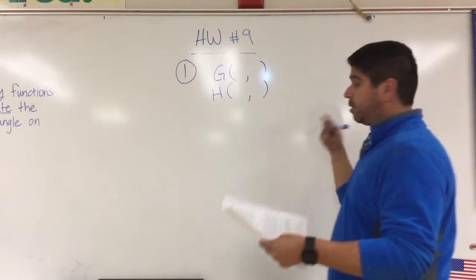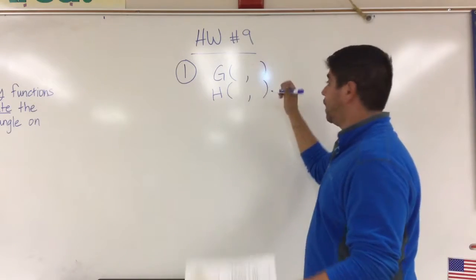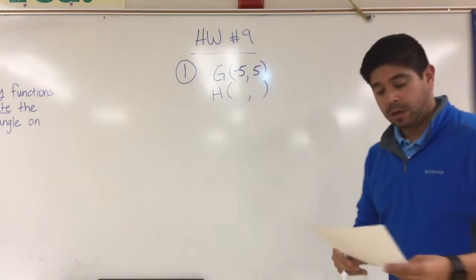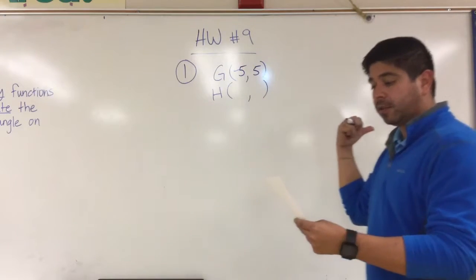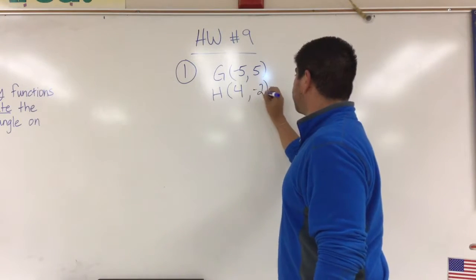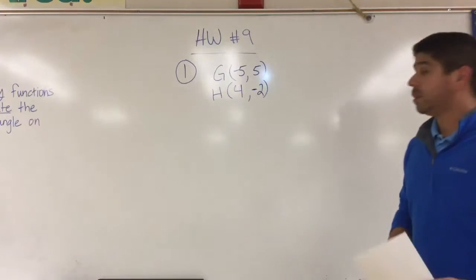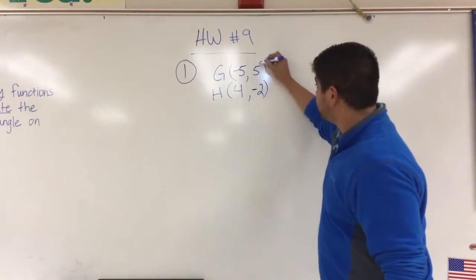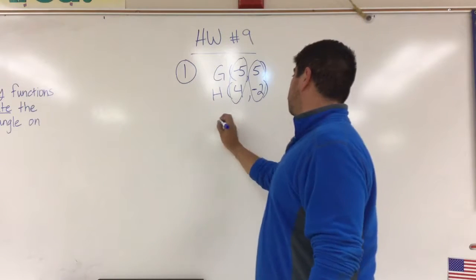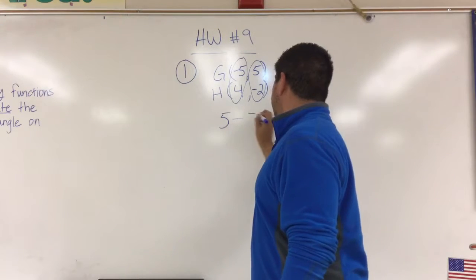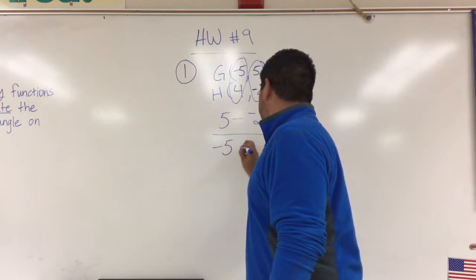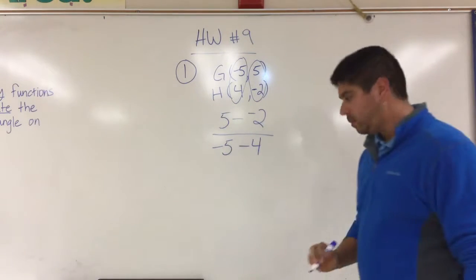Okay, so point G is going -5 and then it goes up 5. So -5, comma 5. Point H is going over to the right 4 and down 2. So 4, -2. So now we just put in our formulas, right? So 5 minus -2 over -5 minus 4.